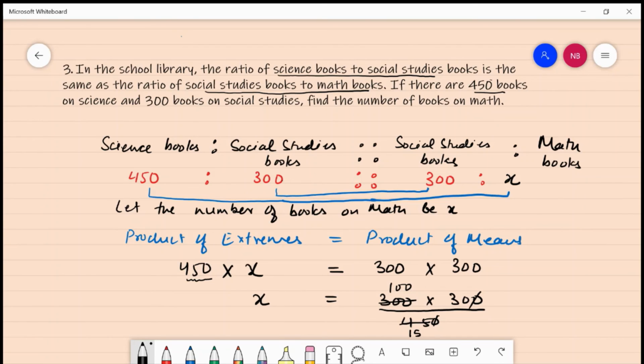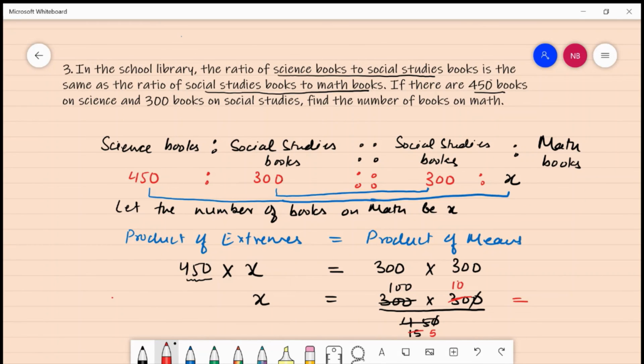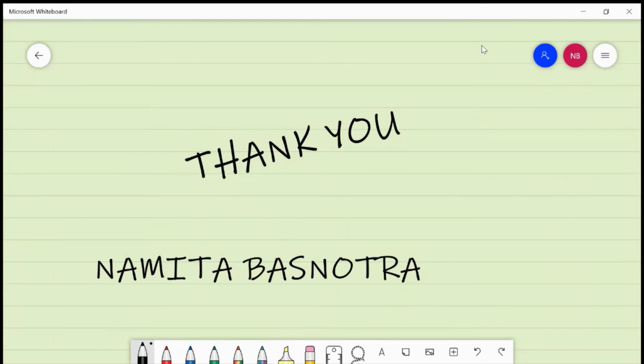Can we reduce further? Yes, we can. Let me change the color of the pen here for the second step. 3, again we have 30 here, so this will become 10, right? And this can also be reduced by 3. 3 5s is 15. And can you see, I can reduce it further. So that is 5. Then 5 ones are 5, 5 twos are 10, so my answer is 200. Yes, so the number of math books is equal to 200.